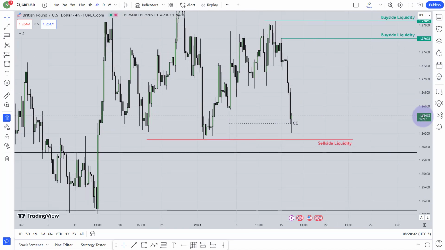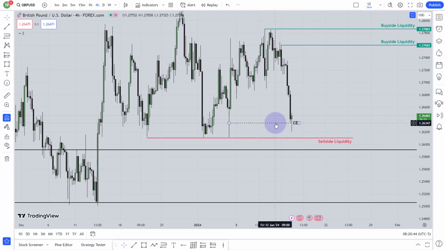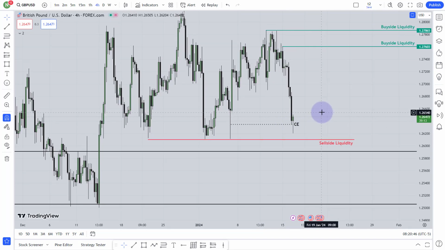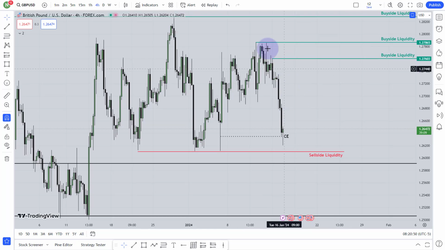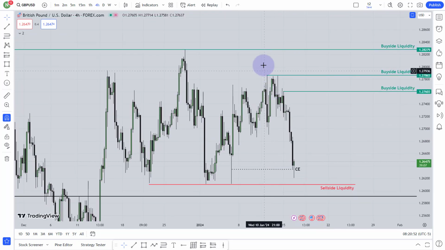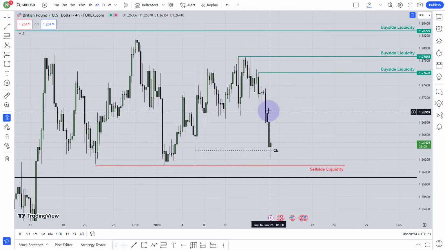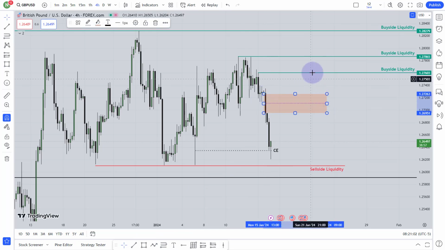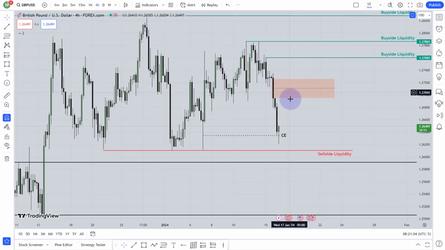Now we are actually seeing some kind of reaction from the consequent encroachment. I really love to see that. And as I have some very clean buy side liquidity over there, 1, 2, 3 buy side liquidity, I would love to see price reach at least this parallel gap. I don't know if it will go to take the buy side liquidity from here or not, but I want to see it reach until this parallel gap at least.